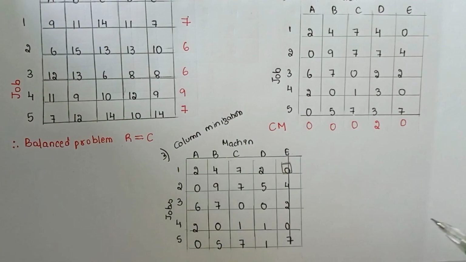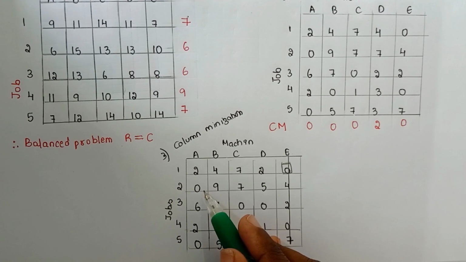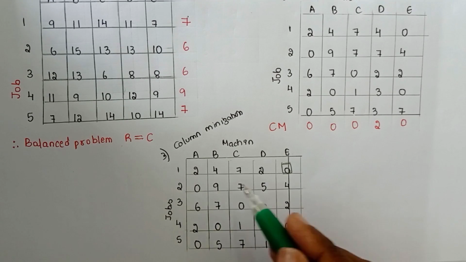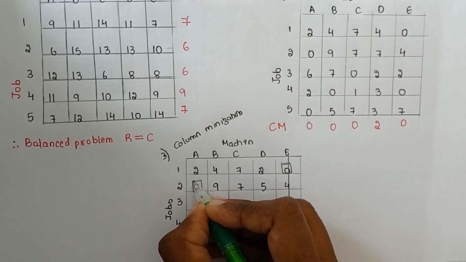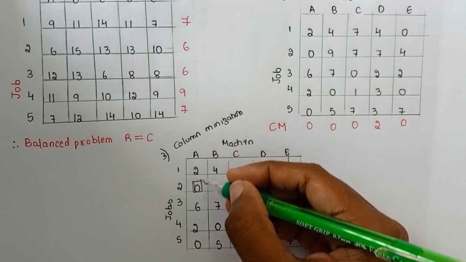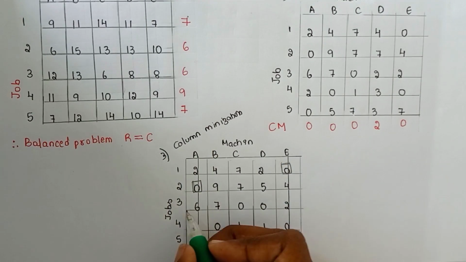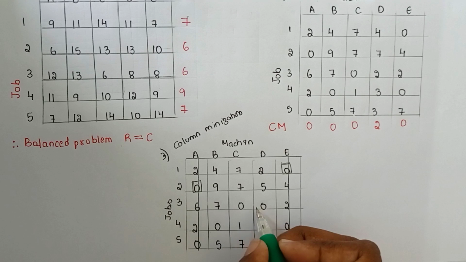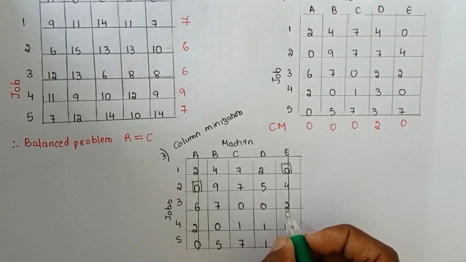I will delete this. Okay, in the second row, again we have one 0. Among 0, 9, 7, 5, we have one 0. So I will mark that and I have to deduct that particular column. Okay, in the third row I have two zeros, so I should not take it into consideration. If I have one 0, I can delete that particular column. I have two zeros, so I will not consider this.